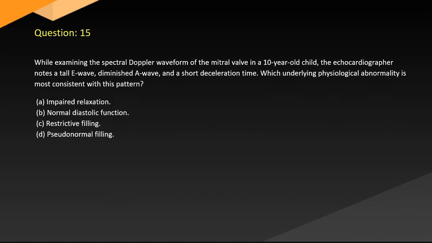Question 15. While examining the spectral Doppler waveform of the mitral valve in a 10-year-old child, the echocardiographer notes a tall E wave, diminished A wave, and a short deceleration time. Which underlying physiological abnormality is most consistent with this pattern? A. Impaired relaxation. B. Normal diastolic function. C. Restrictive filling. D. Pseudonormal filling.